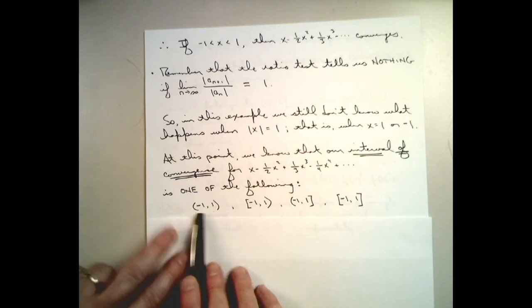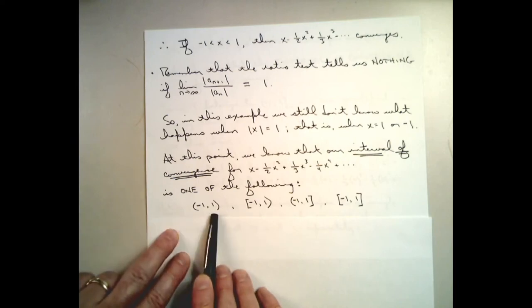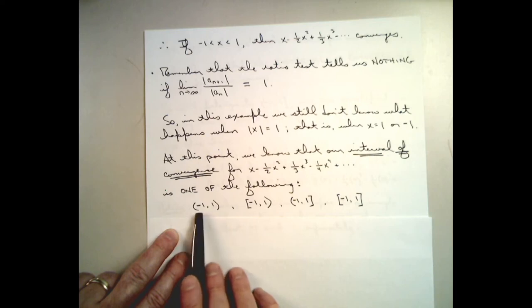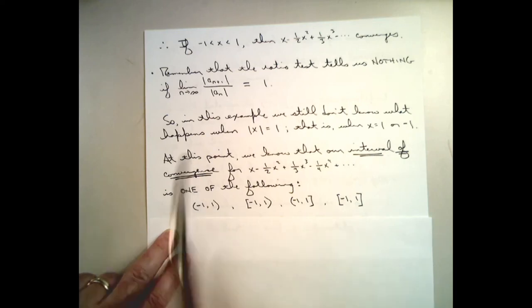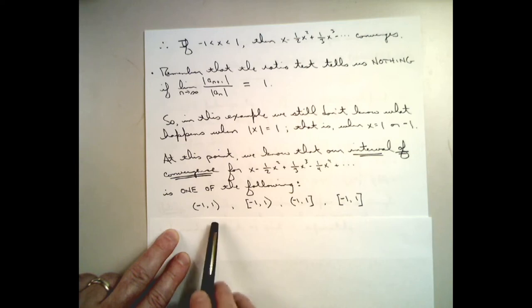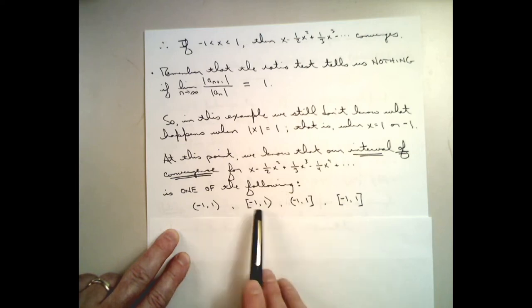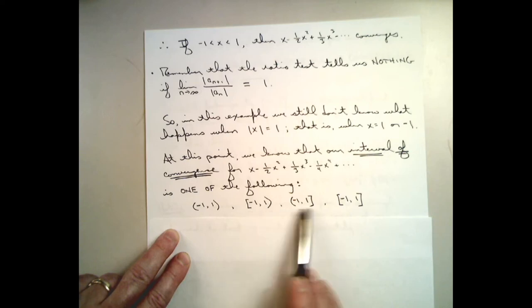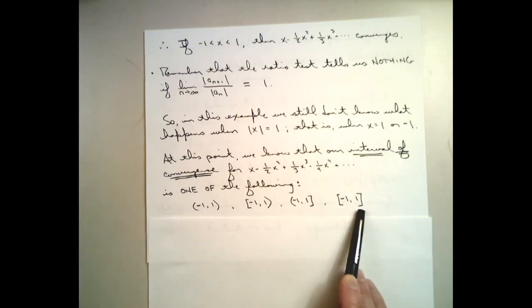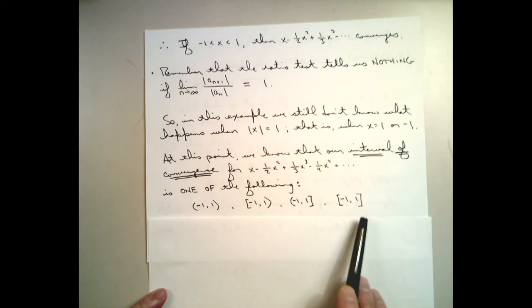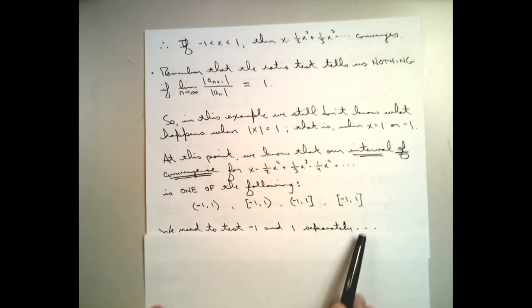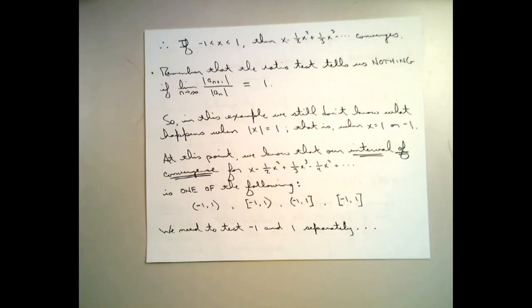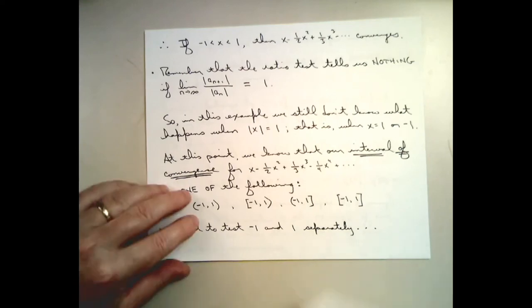Either it's going to be the open interval from -1 to 1. This is in the case whenever -1 does not give us a convergent series, and whenever 1 does not give us a convergent series. Or maybe it's this interval. Maybe -1 does give us a convergent series and 1 doesn't. Or maybe 1 gives us a convergent series and -1 doesn't. Or maybe -1 and 1 both are values for which the series converges. We have to decide which of these 4 is our interval of convergence. In order to do that, we're going to need to test -1 and 1 separately.